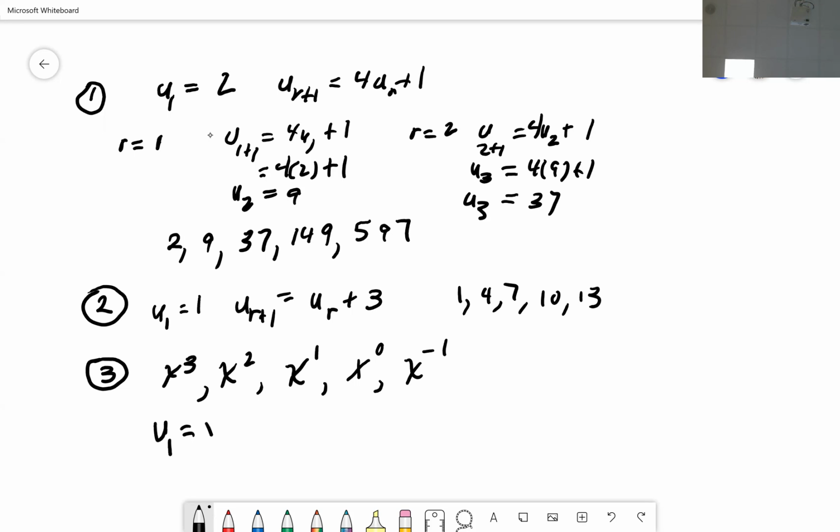U's of 1 is x to the third. So u's of r plus 1 must equal u's of r divided by x. I did it right? Are you kidding me? Wait, am I wrong? Are you kidding me? That's fine. That's a good answer.